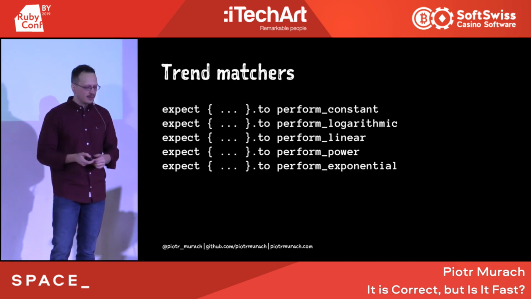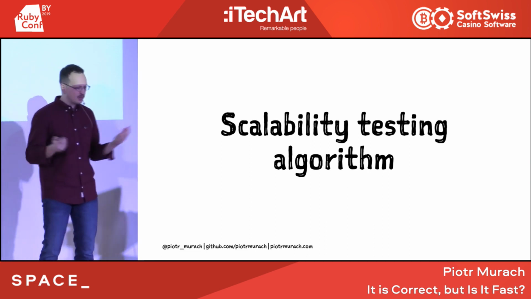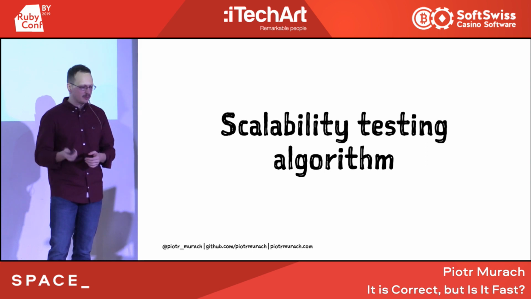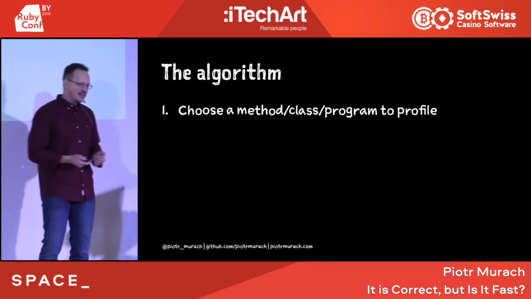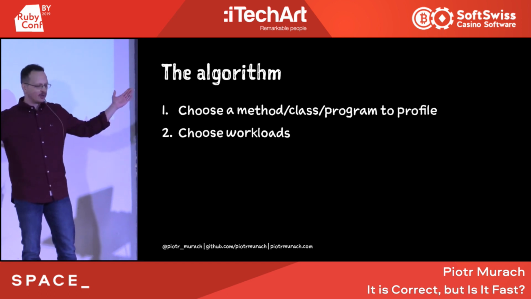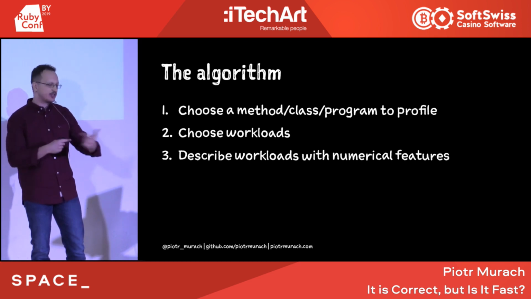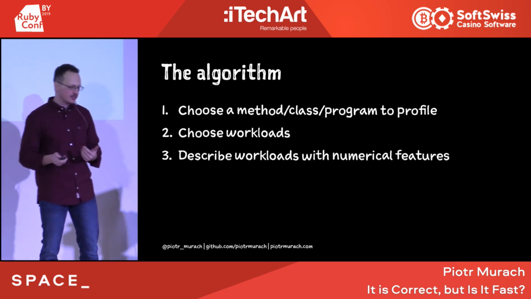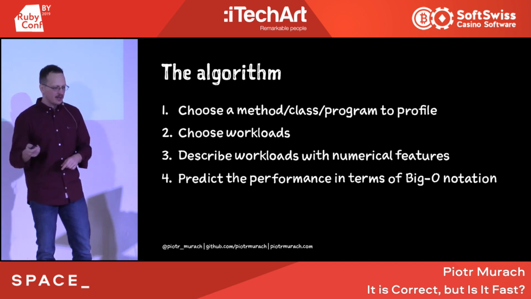When you test for scalability, there's a certain algorithm that I tend to follow. It's not particularly revolutionary, but it helps me to think about what I'm doing. So first, we need to choose a method class, choose workloads. That's more interesting. We want to choose some exponentially growing data points for testing. Then we somehow want to translate those data points to what our method class program understands. And finally, we want to assert what is the big O notation for the particular piece of code.